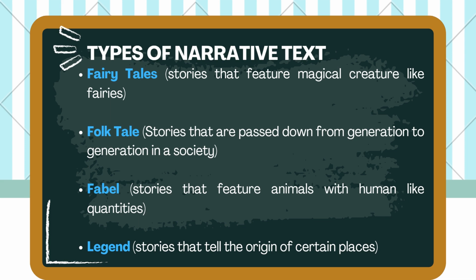The first type is fairy tale. Fairy tales are stories that feature magical creatures like fairies, for example. The second type is folktale. Folktales are stories that are passed down from generation to generation in a society. Fable is the third type of narrative text. It is stories that feature animals with human-like qualities. The last type of narrative text is legend. It is stories that tell the origins of certain places.